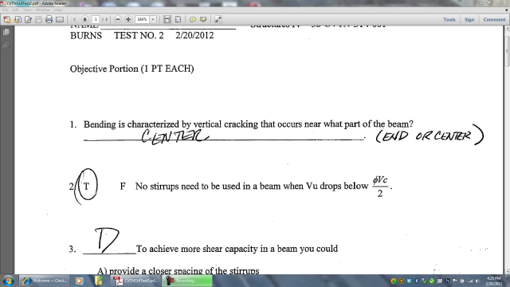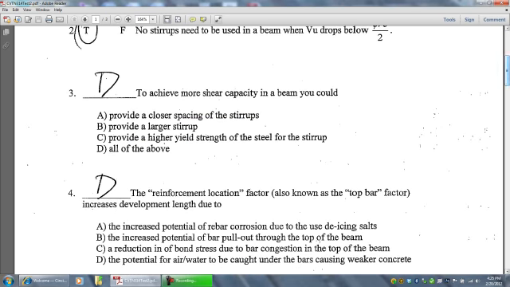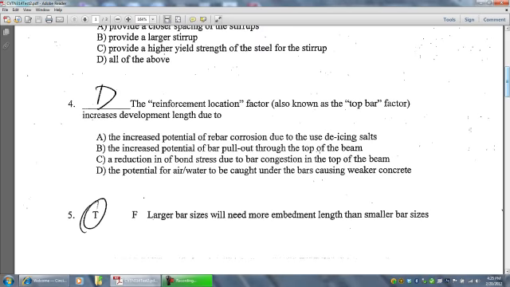That's true. Number 3 is D, all of the above. A, B, and C, each one of those things would give you more shear capacity. Okay, so it's D. The reinforcement location factor increases development length by 1.3 because of the potential for air and water to get caught underneath the bars and then basically around the bars, and therefore weaken the concrete. 5 is true. Larger bars will be needing more development length. That's just the way that it works.